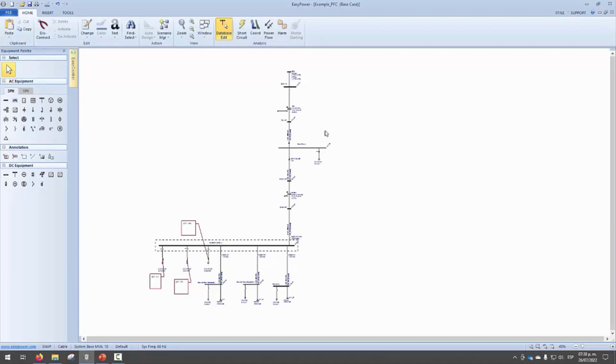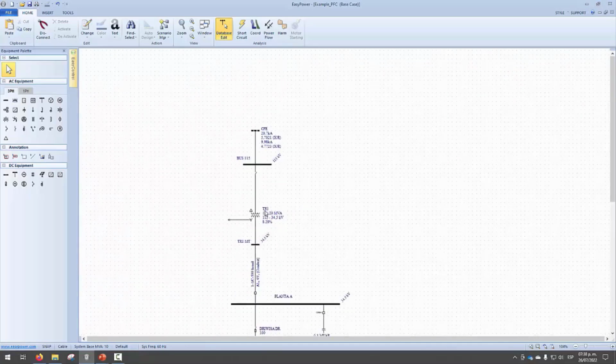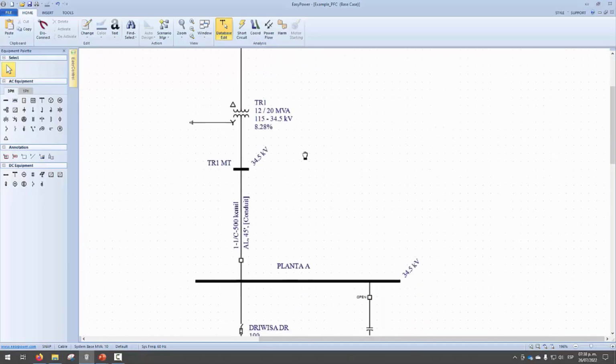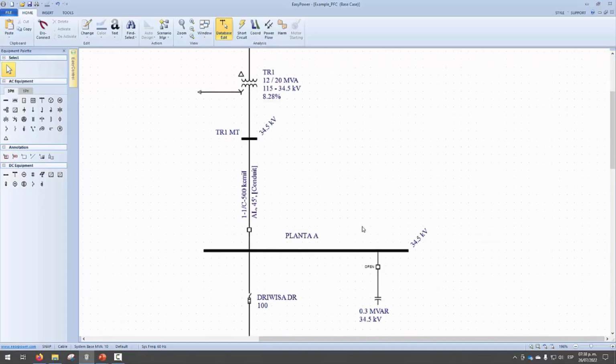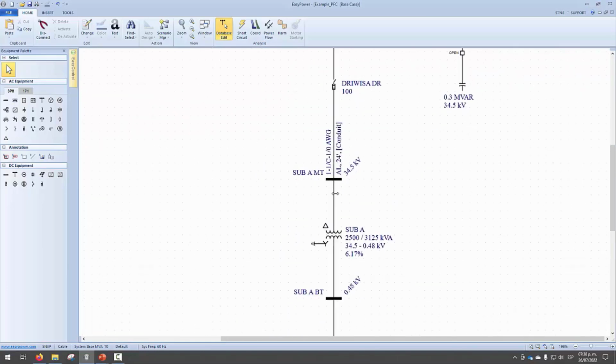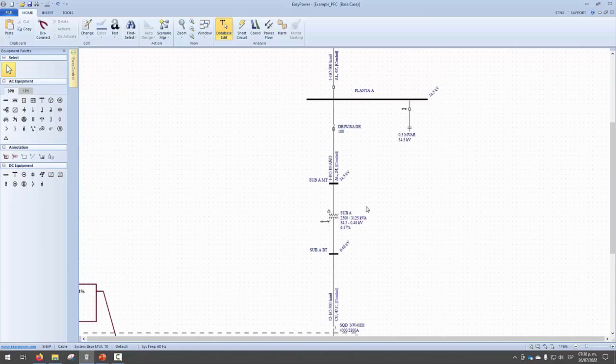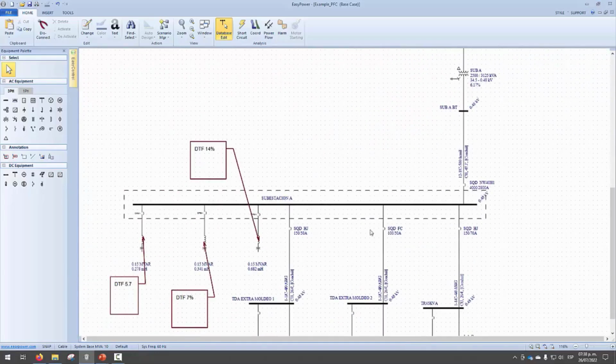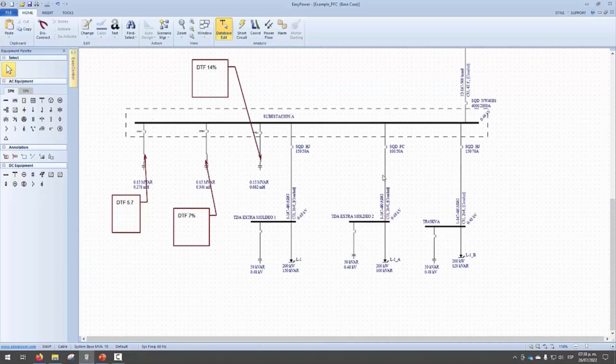All right, now this is the one-line model of the example I was using previously. It's what remains of a big facility. They have a large transformer, 12 kVA. They have a 115 kVA connection to the utility. Then they go down to the 34.5. And then I just left one substation because this facility would have as many as 12 big transformers. But I left just this one for the sake of this example.